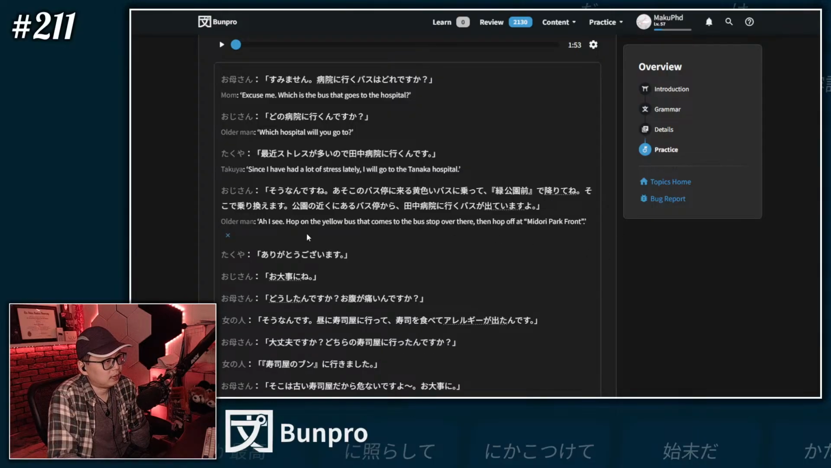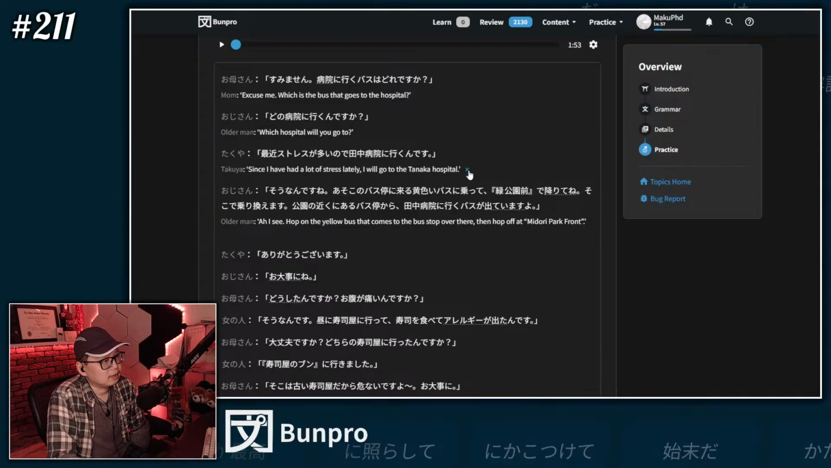I see, hop on the yellow bus that comes to the bus stop over there, right? Then hop. Oh no, this is not reasoning, this is listing. Sorry, a list. They're doing a list. So using te as multiple list, right? Two actions at once, or a sequence of actions. This is sequencing. So hop on the yellow bus that comes to the bus stop over there, right?